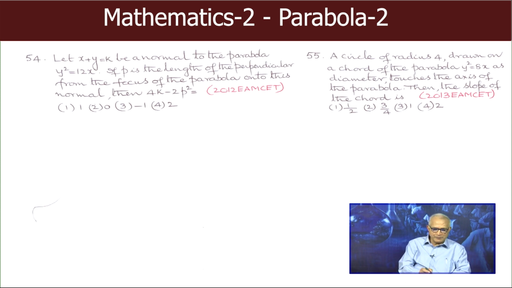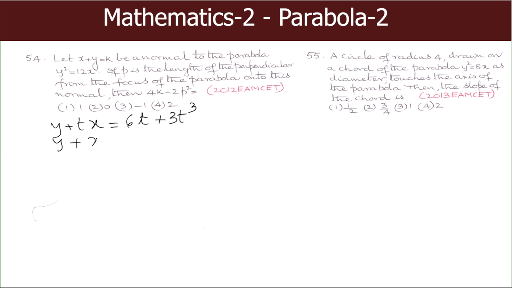A normal to the parabola is in the form y plus tx equal to 2at plus at cubed, and a is 3 here, so 6t plus 3t cubed. This is the same as x plus y equal to k, where t equal to 1, so k equal to 9. So, the line x plus y equal to k is the normal to the parabola y square equal to 12x if and only if k equal to 9.